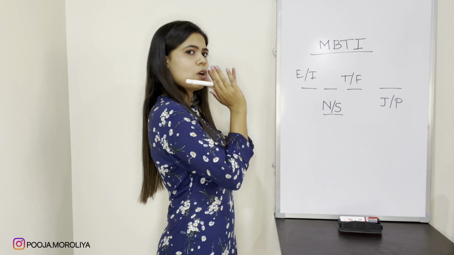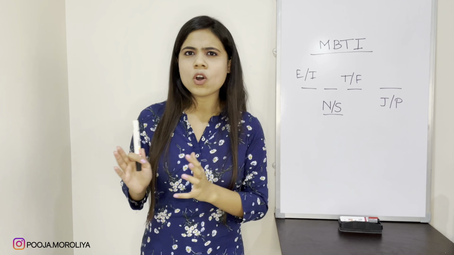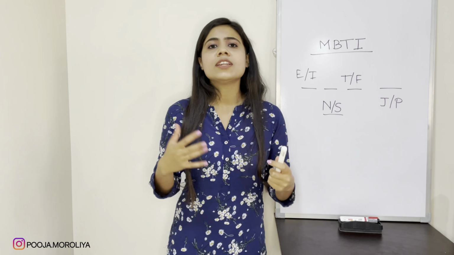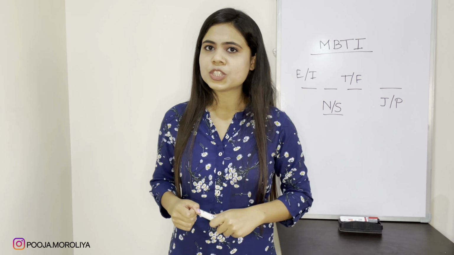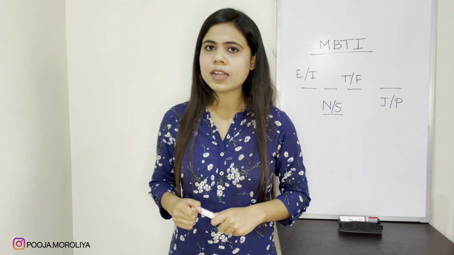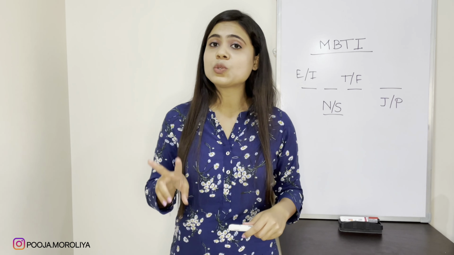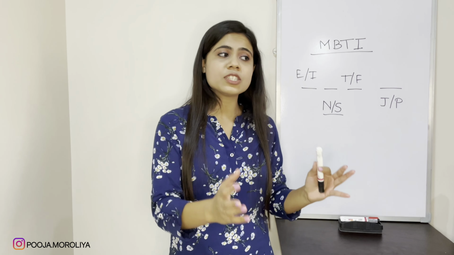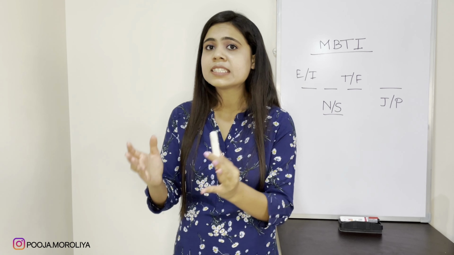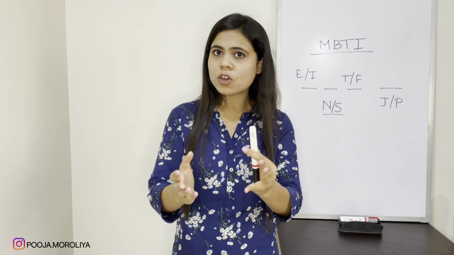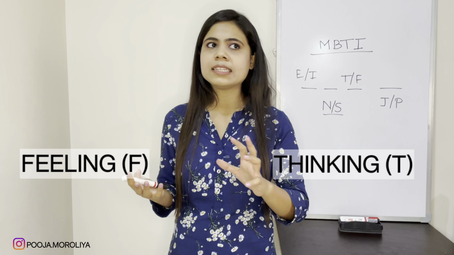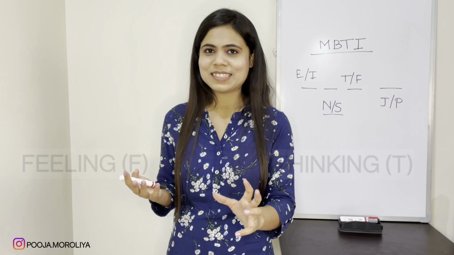Now let's jump to our third letter, which is T or F. So now you have gathered all the information, and how do you make decisions or conclusions based on that gathered information? There are two types, which are the two judging functions. Judging functions are basically how you make decisions or conclusions in your life. These are thinking and feeling. The names are quite self-explanatory, but these are not as straightforward as they seem.